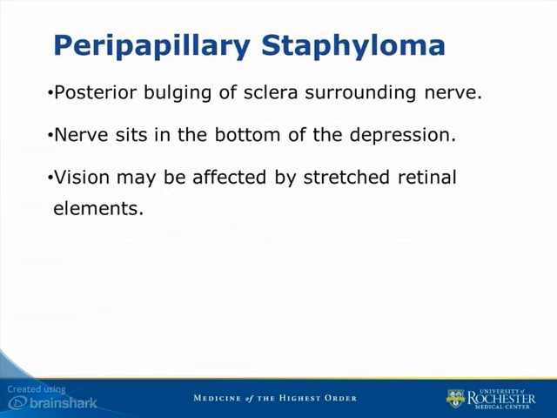The fourth congenital condition of the optic nerve is peripapillary staphyloma. This is less common than the other diseases we've discussed so far, but involves a posterior bulge in the entire sclera surrounding the optic nerve. So the nerve sits at the bottom of the depression, and the vision may be affected by stretched retinal elements. So as opposed to an optic nerve coloboma where the pit is in the center of the optic nerve, in staphyloma, the optic nerve is in the center of the pit.